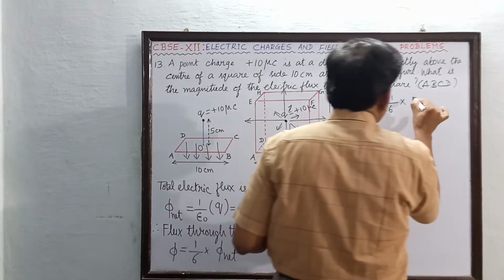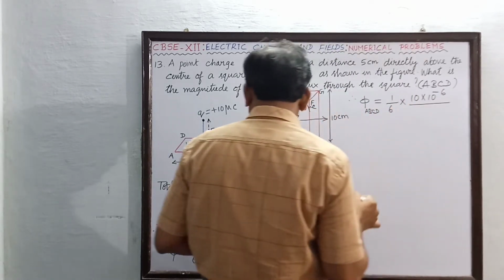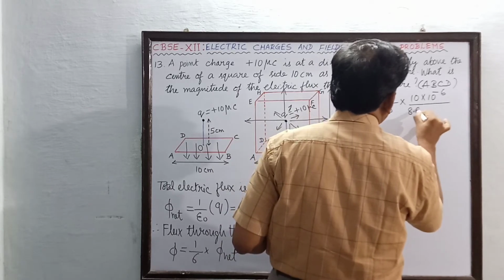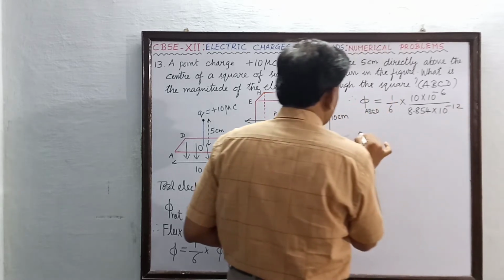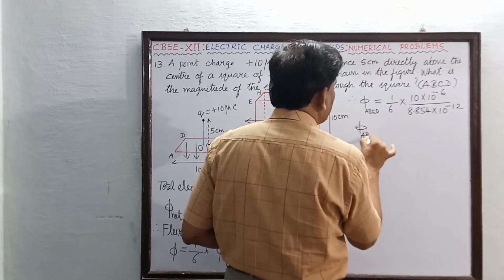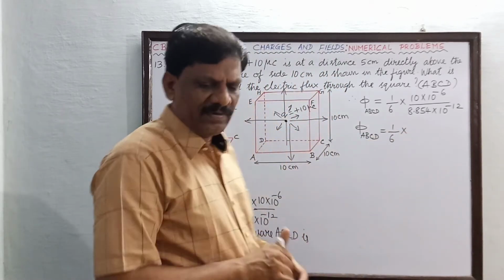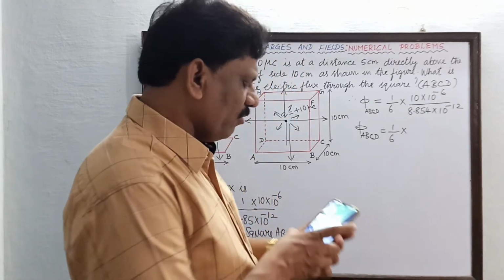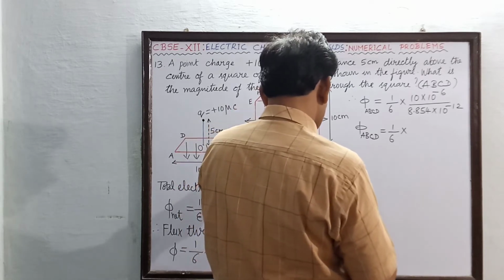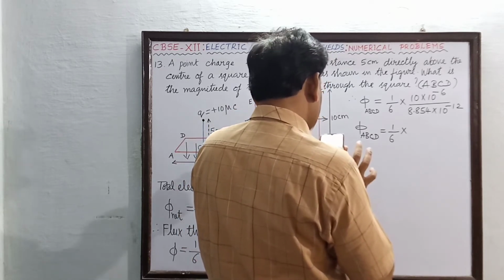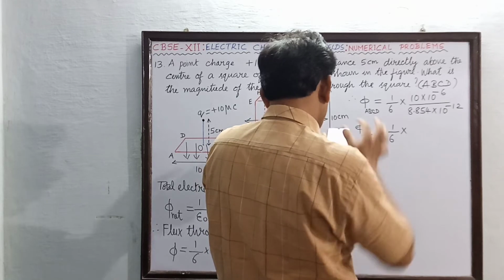So this is 10 into 10 power minus 6 divided by 8.854 into 10 to the power of minus 12. So the flux through the surface ABCD alone is equal to 1/6 into 10 divided by 8.854. I am going to find out the value. 10 divided by 8.854 is 1.129.